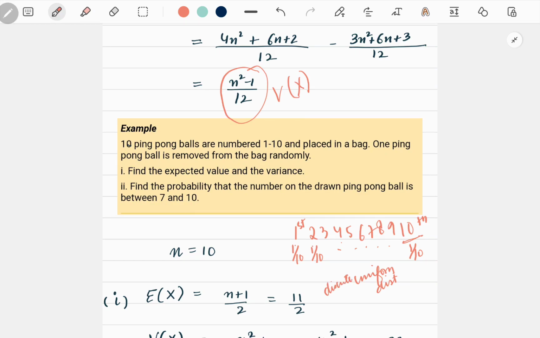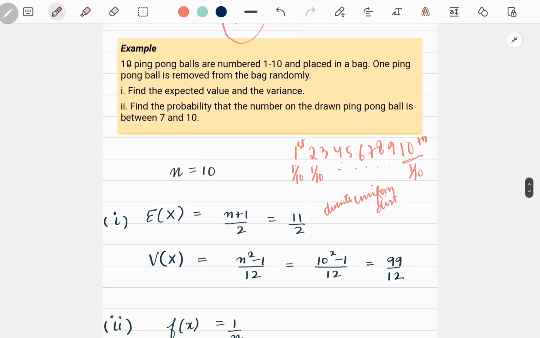Now we can obviously calculate the expected value and variance as discussed above. We know the formula, we know the values. Expectation of x is nothing but n plus 1 by 2. Here our n is 10, so we get 11 by 2, which is 5.5. Similarly we can calculate the variance, which is n square minus 1 by 12, and we get 99 by 12. You can further cancel it down and get your values.